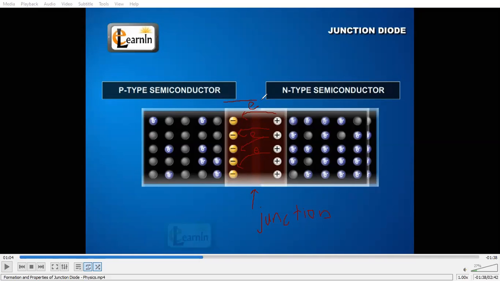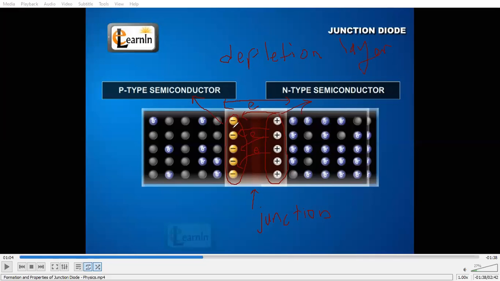Now this region near the boundary, or near the junction, has opposite charges. Remember, this one is negative at the boundary of the p-type. This one is positive at the boundary of the n-type. So this region we call the depletion layer.